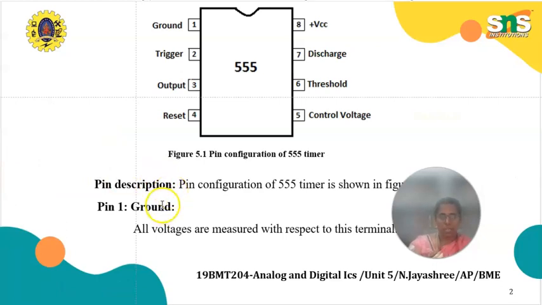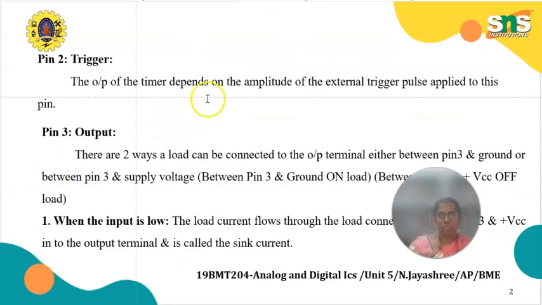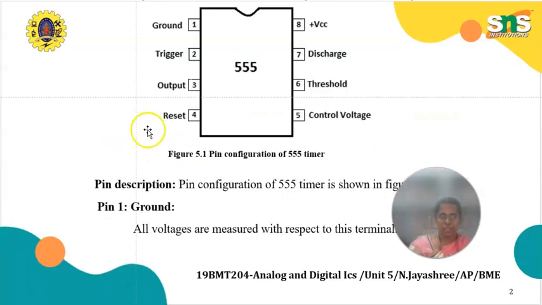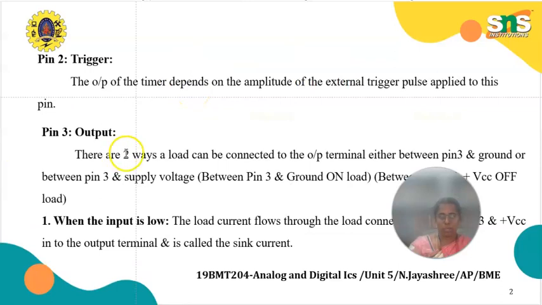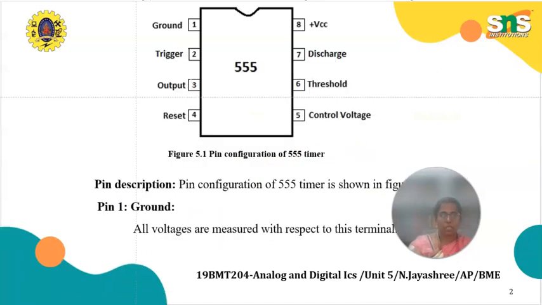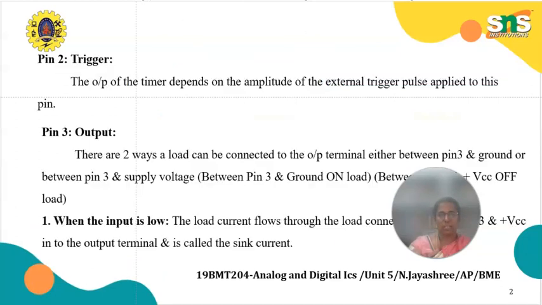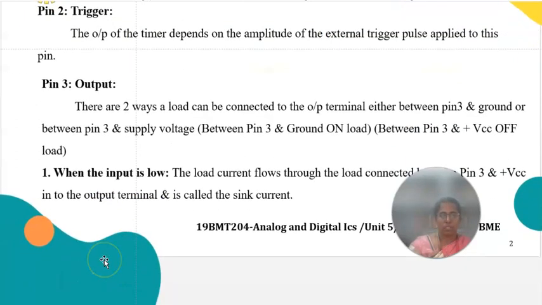Pin 1, the ground, is the terminal with respect to which all the voltages are measured. Pin 2, the output of the timer depends on the amplitude of the external trigger pulse applied to this pin. Next, pin 3, we can take the output. Pin 3 is used for output. There are two ways a load can be connected to the output terminal, either between pin 3 and ground or between pin 3 and VCC. Next one is pin 4. If you want to reset any configuration, we can use this pin 4.